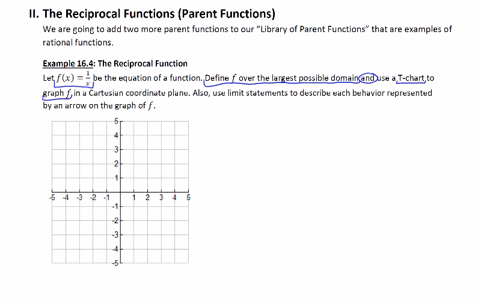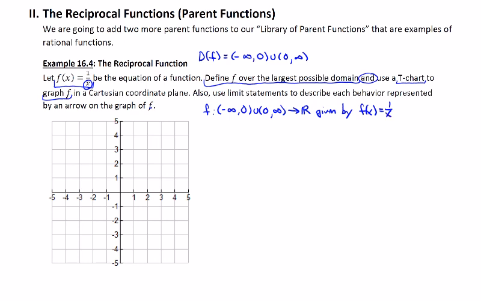And the largest possible domain, looking at the denominator, since there's only an x down there, that means that the domain of f would have to be negative infinity to 0, union 0 to infinity. So we will define f as follows: f colon, copy down the domain. This is what maps to other real numbers, given by f of x equals 1 over x.